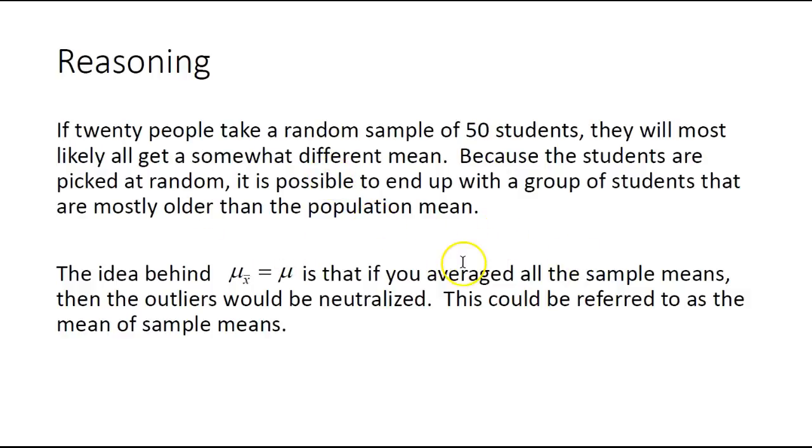So in general, all the outliers are being taken out, because if Bill has older people, his average may be a little high, but then everybody else's should be closer to the mean and drop his down. So the average here of samples would be close to the average of the population. Sometimes this is referred to as the mean of the means over here.